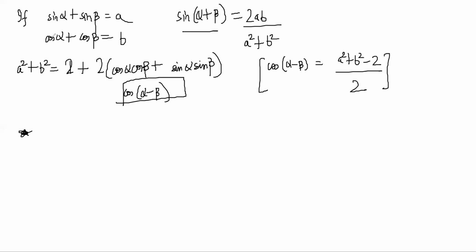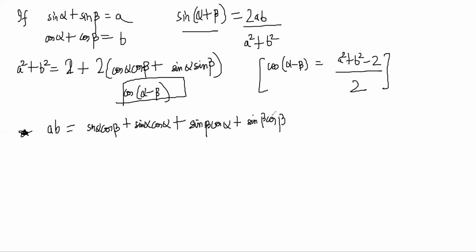So sine of alpha plus beta is sine alpha cos beta plus cos alpha sine beta. So just multiply it. See what happens. Sine alpha cos beta plus sine alpha cos alpha plus sine beta cos alpha plus sine beta cos beta, right? So you are getting one term which is sine of alpha plus beta.